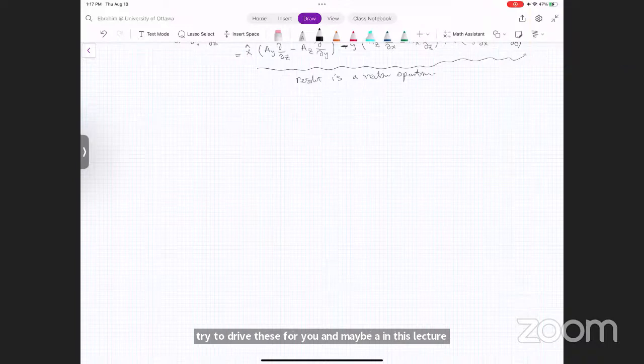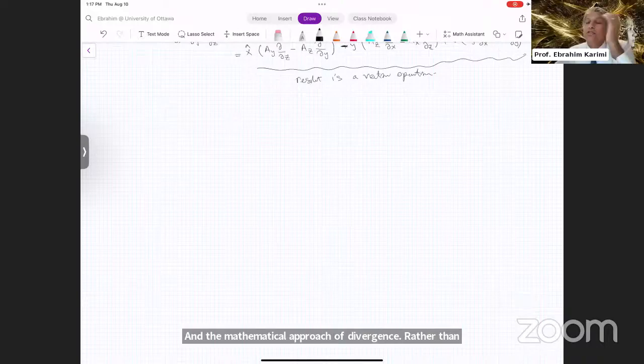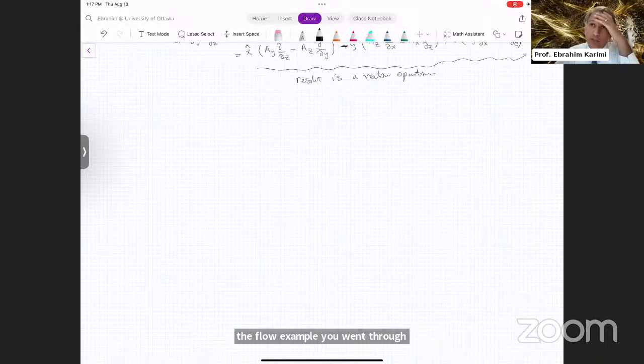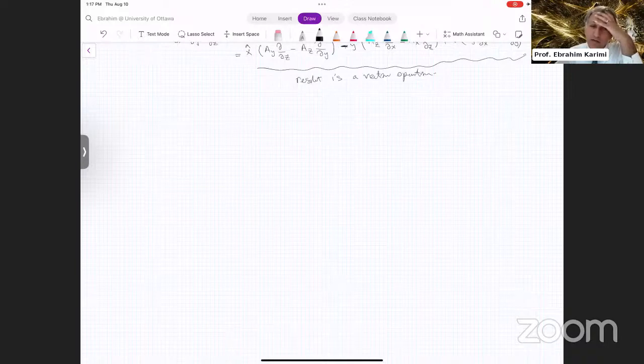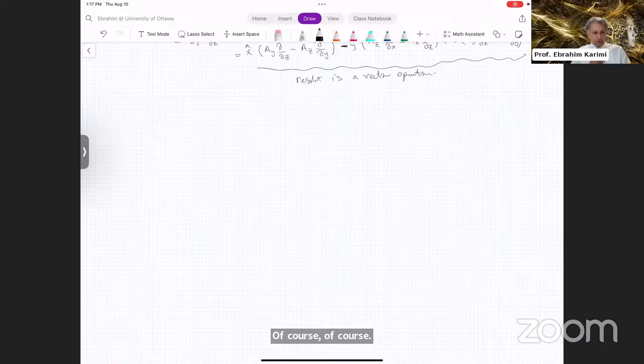Perfect. Someone else is asking, is there any simpler way to link the geometrical intuition and the mathematical approach of divergence rather than the flow example you went through? Yeah, there is another way which I will describe in the next lecture, which is the integral formalism of the divergence. So you can look at the divergence from the integral formalism and see it. So we will go through these for sure. Perfect. Thank you so much. Of course. So let's go through the curl.